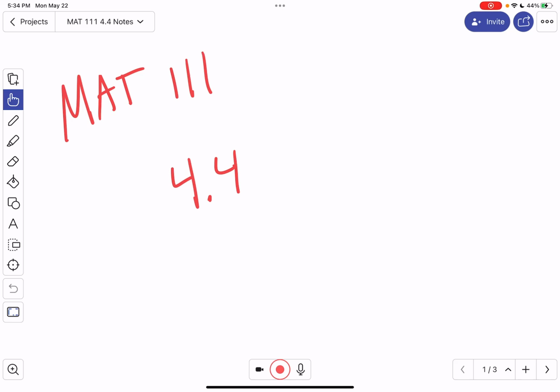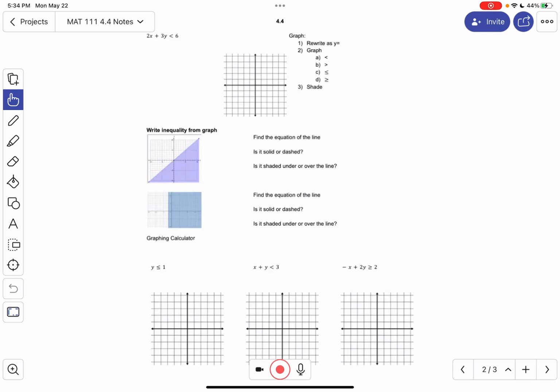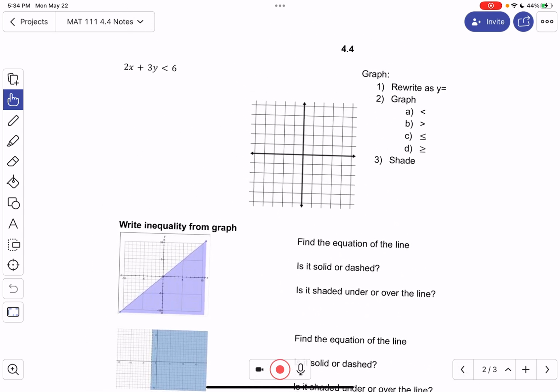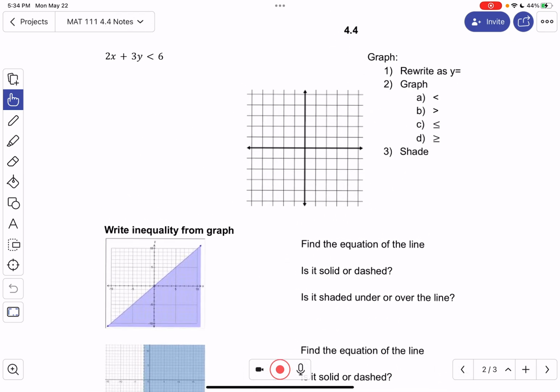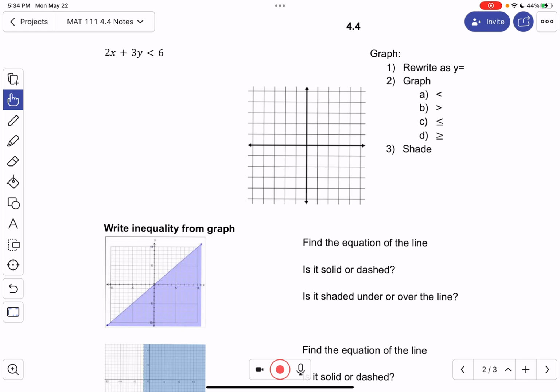This video is going to cover section 4.4, which is graphing inequalities and systems of inequalities. An inequality is just something that's not equal. It can be greater than, less than, greater than or equal to. You graph a linear inequality the same way you would graph a line, an equation. There are just a couple extra steps.